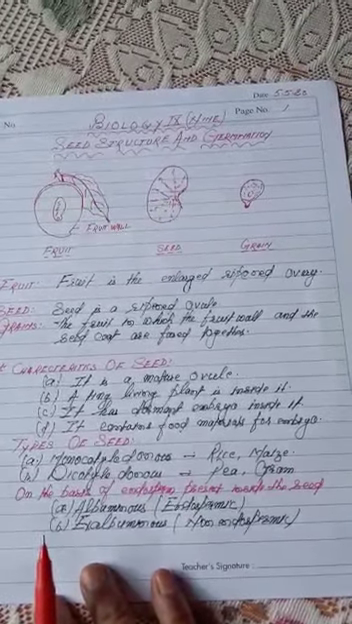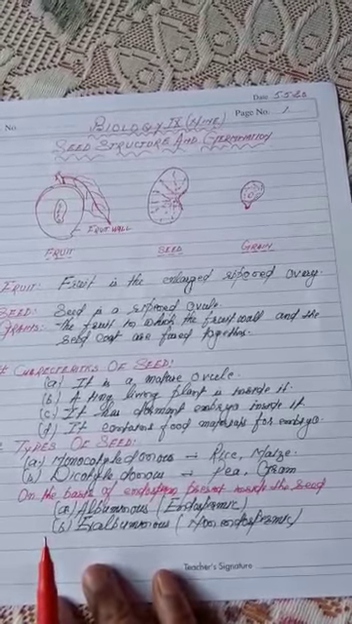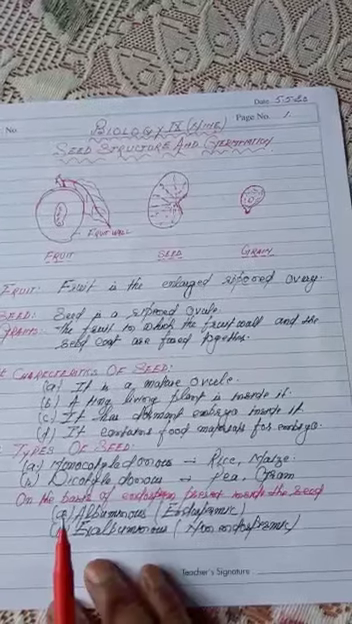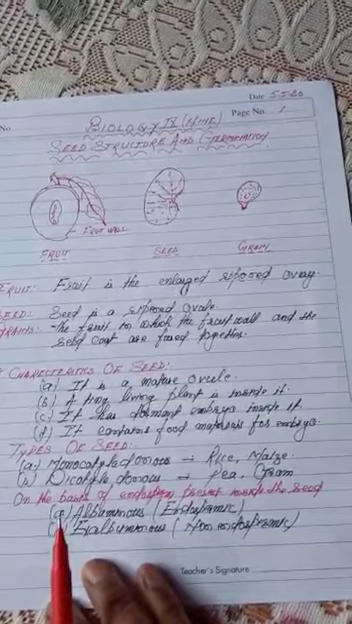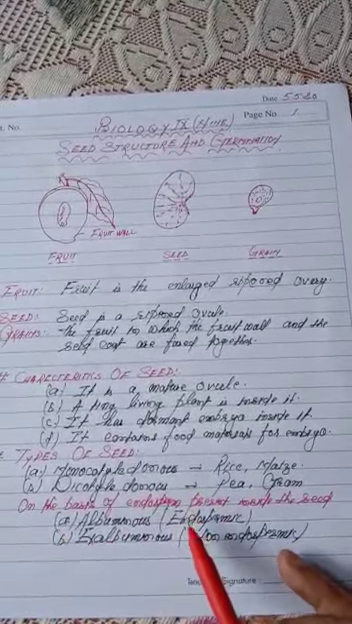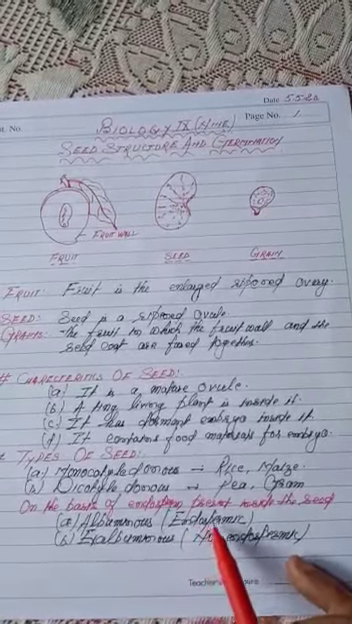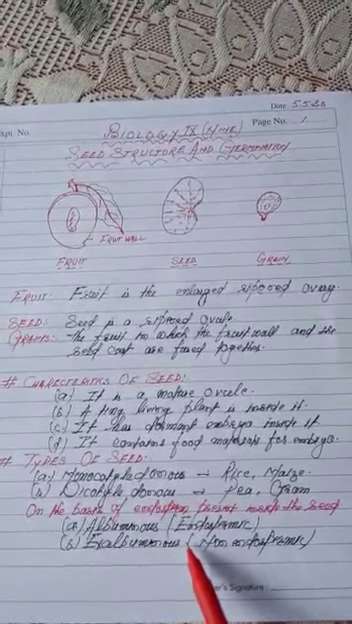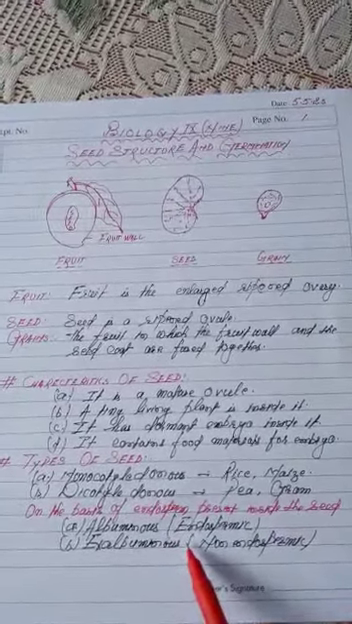There is another criterion to classify the seed, on the basis of endosperm. Endosperm means the material which is inside the seed. On the basis of endosperm present inside the seed, it is of two types. The first is albuminous. Albuminous seed is also known as endospermic seed, and exalbuminous is the second type of seed on the basis of endosperm present in it. Exalbuminous is also known as non-endospermic seed.